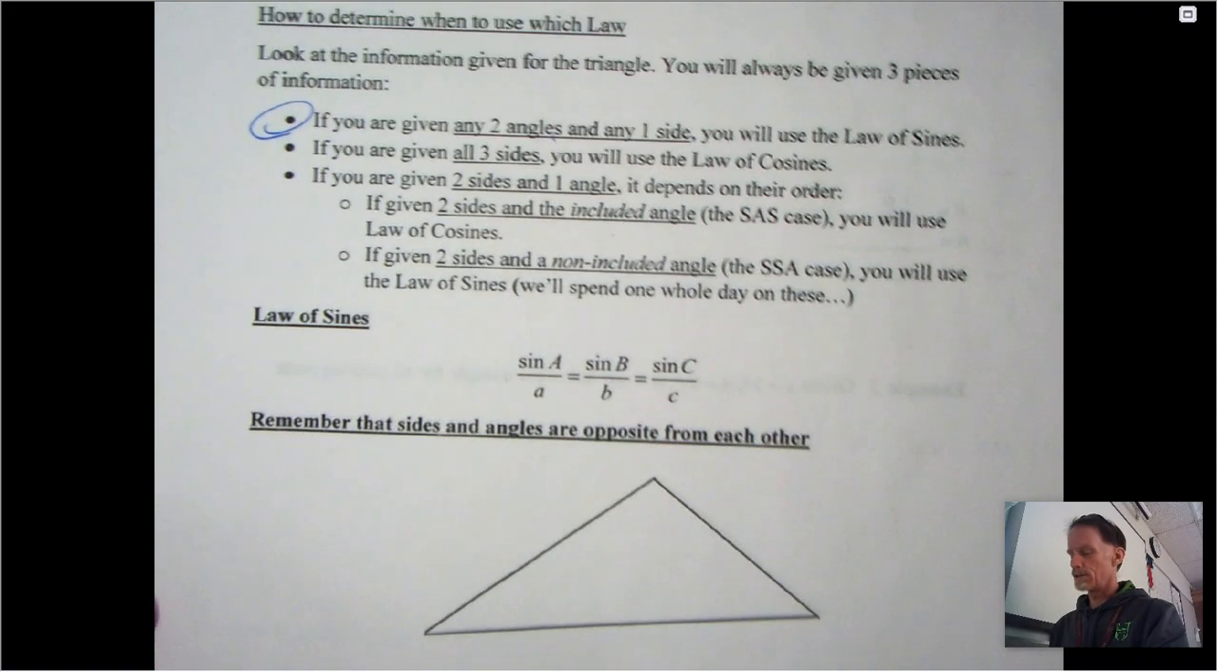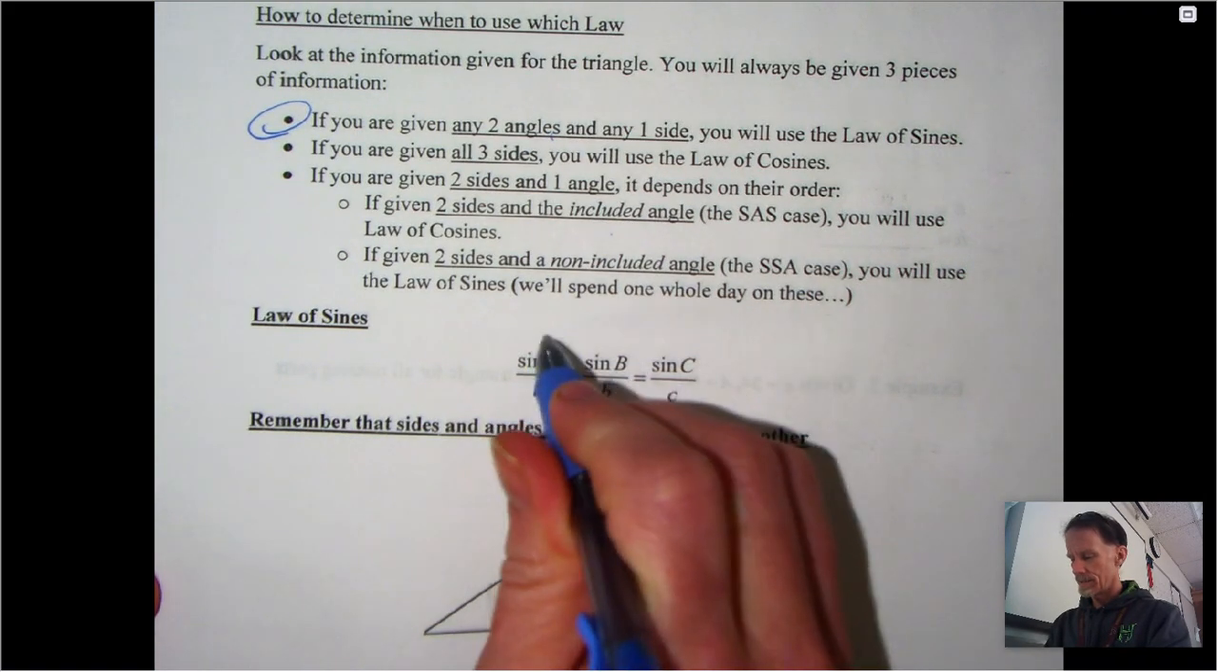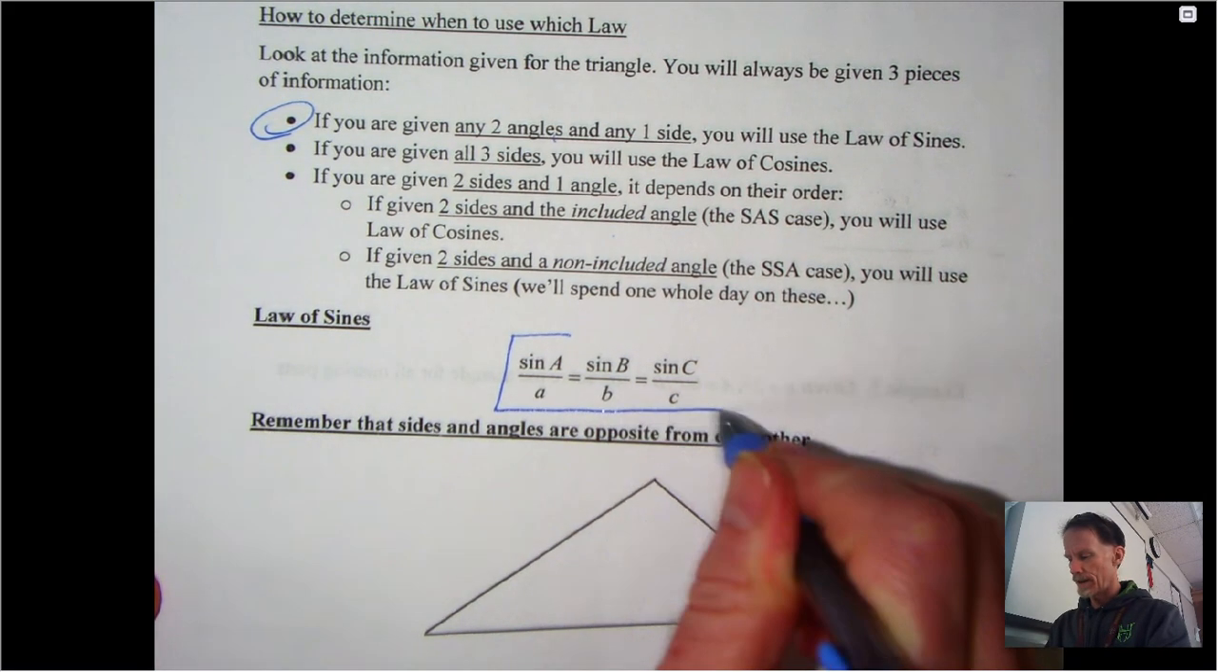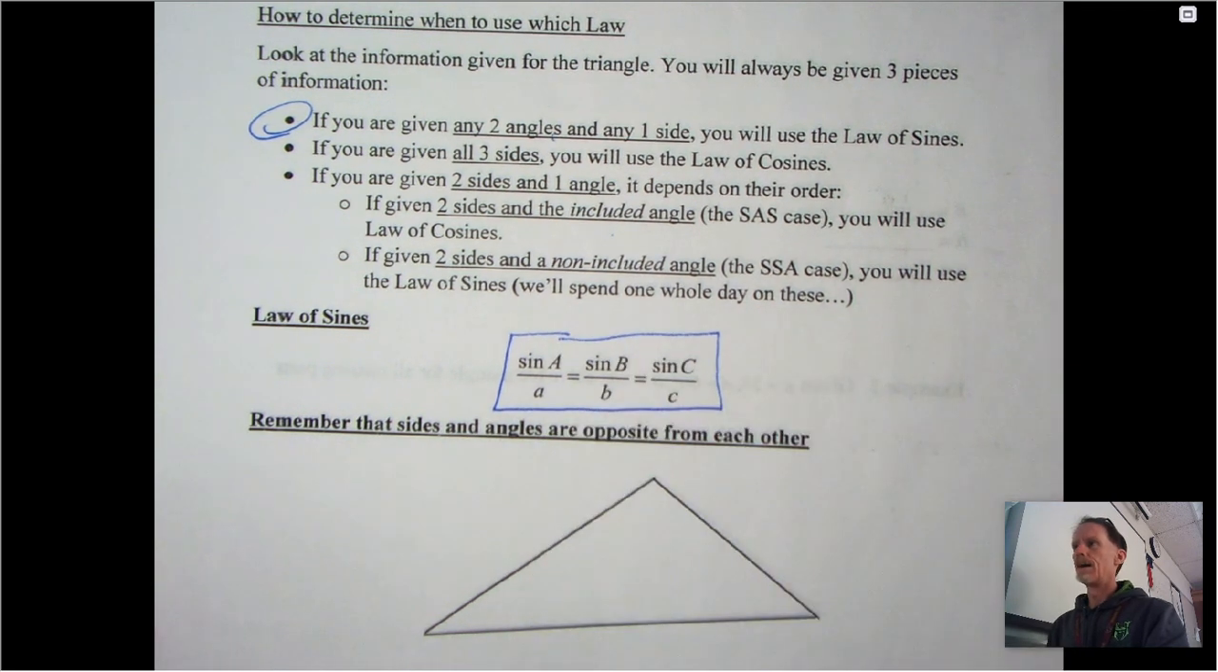So what is the law of sines? Law of sines is this. I'm not going to go through the derivation of it, but basically what it says is if you take the ratio of the sine of an angle divided by its corresponding side, that ratio is the same for all three angle-side pairs, which is kind of cool.